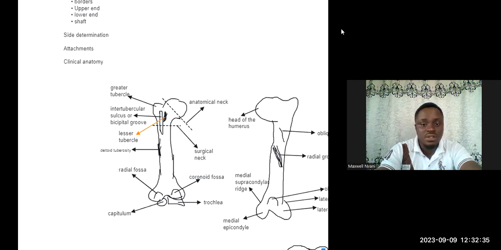Another clinical importance is that the humerus has some very important nerves. Okay. Now this is the 3D diagram I was talking about. Everything has been labeled. Lesser tubercle, the tubercular sulcus is the posterior portion. All right. This is the posterior portion, the posterior diagram.